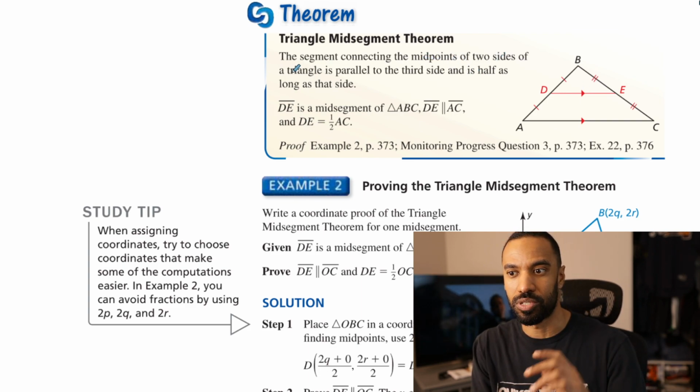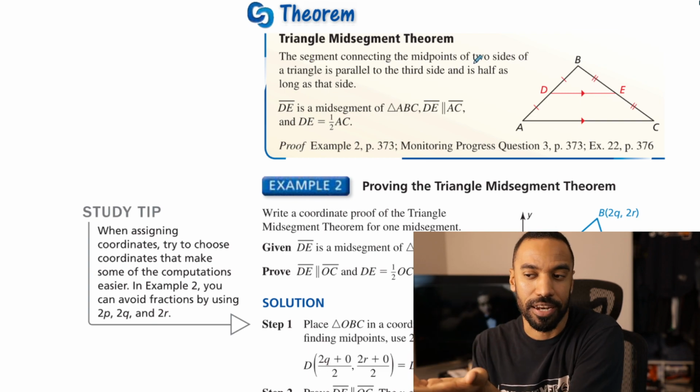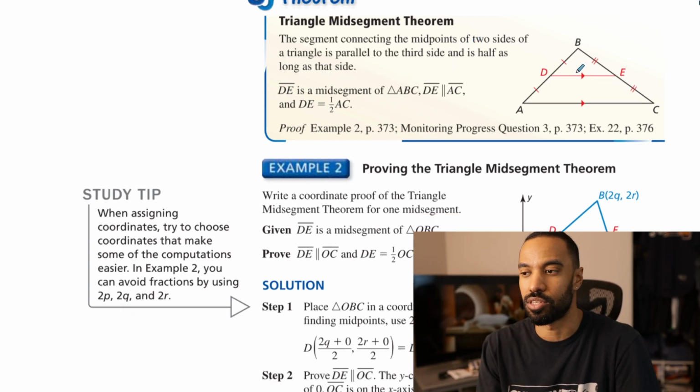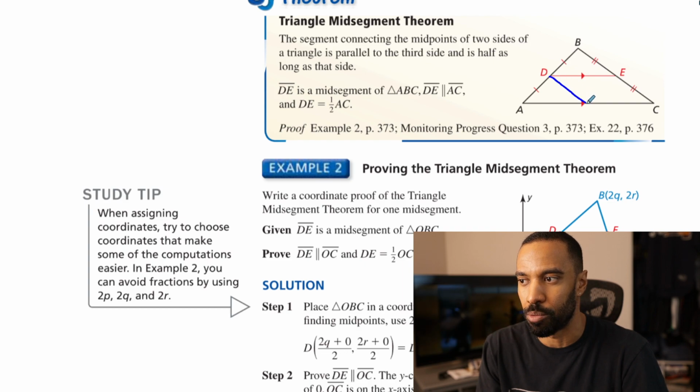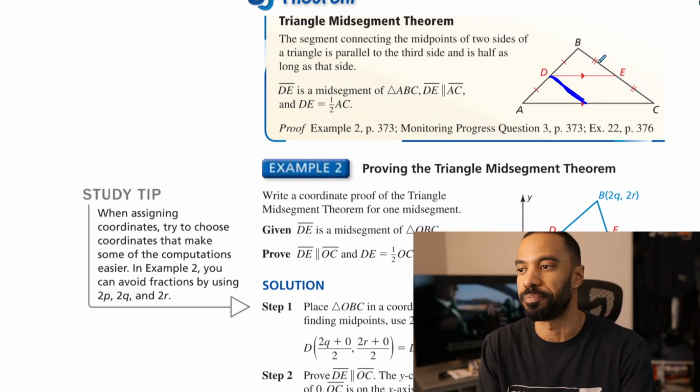This is true for any of the mid-segments, is what they're saying. They're saying the midpoints of any two sides. It doesn't have to be these ones specifically. If we drew a mid-segment here, this would be parallel to this, and it would be half that length as well.